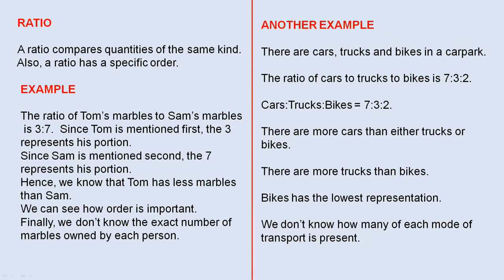Ratio. A ratio compares quantities of the same kind. Also, a ratio has a specific order. For example, the ratio of Tom's marbles to Sam's marbles is 3:7. Since Tom is mentioned first, the 3 represents his portion. Since Sam is mentioned second, the 7 represents his portion. Hence, we know that Tom has fewer marbles than Sam.